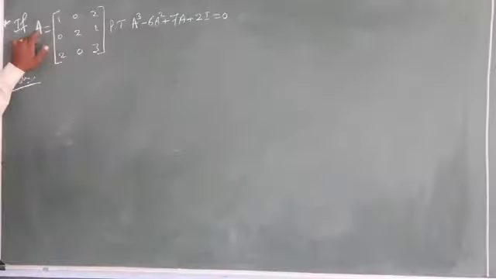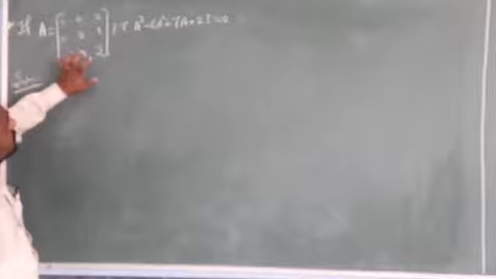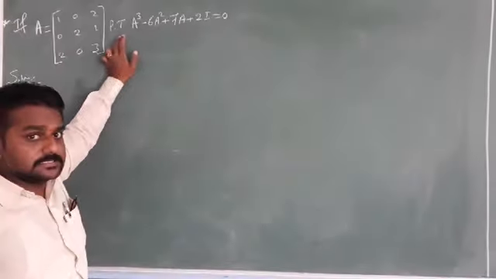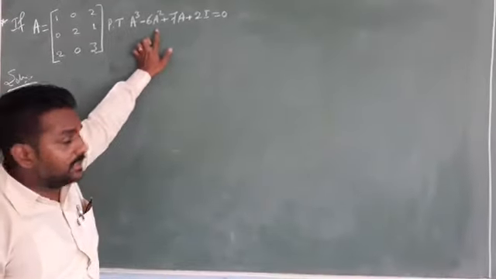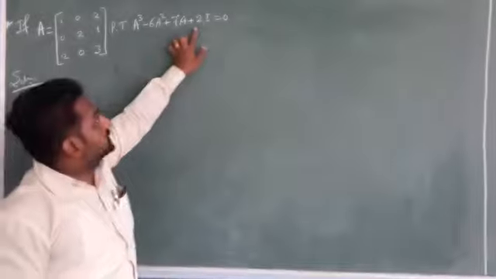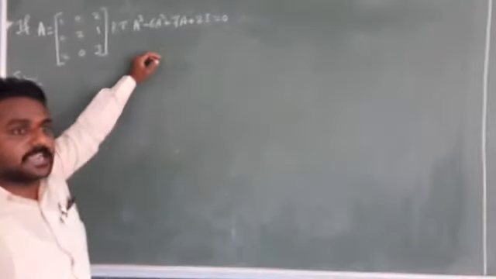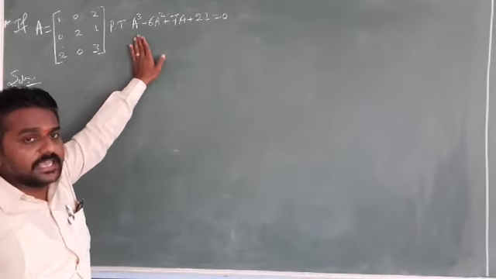If A equals to the matrix 1 0 2 0 2 1 2 0 3, they give the 3 by 3 matrix. Prove that A cube minus 6A square plus 7A plus 2I equals to 0. Okay, already you did this kind of problem in last session. So here they given the A cube.